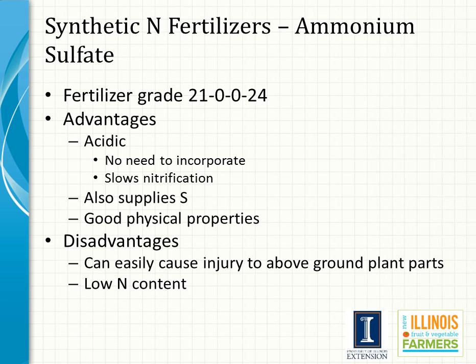Ammonium sulfate is another popular synthetic nitrogen fertilizer. Advantages of ammonium sulfate are that incorporation is not necessary to mitigate nitrogen losses, and due to its acidic nature, nitrification is slowed. Ammonium sulfate also has a benefit in that it provides sulfur, a secondary essential nutrient, as well as nitrogen. Drawbacks to the use of ammonium sulfate are its relatively low nitrogen content and its ability to burn above ground plant parts if it is not washed off by irrigation or precipitation.